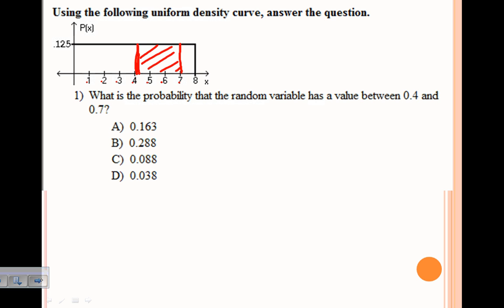So if I take 8 times 0.125, that is a total area of 1. So what's the area in the red here between 0.4 and 0.7? Well, I would have to do 0.7 minus 0.4 times the height of 0.125, and I got 0.0375. So, which one would be the best? B.